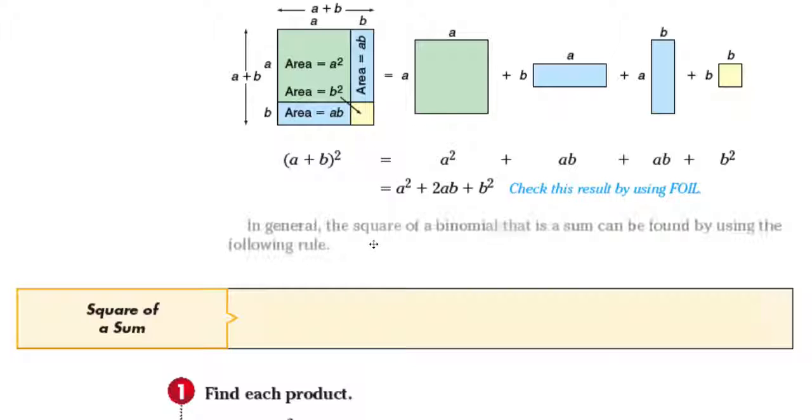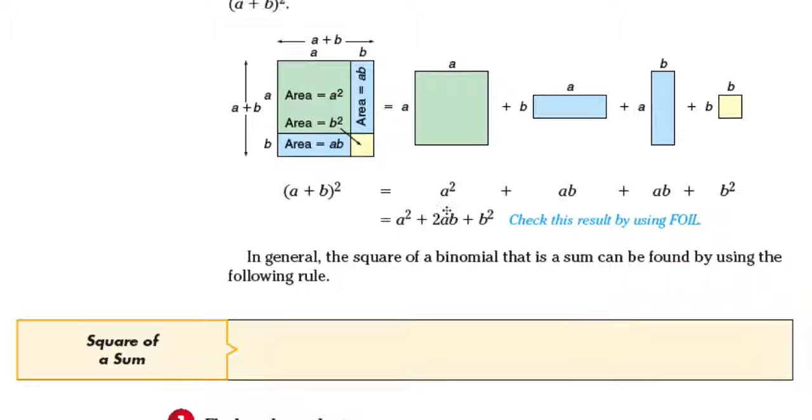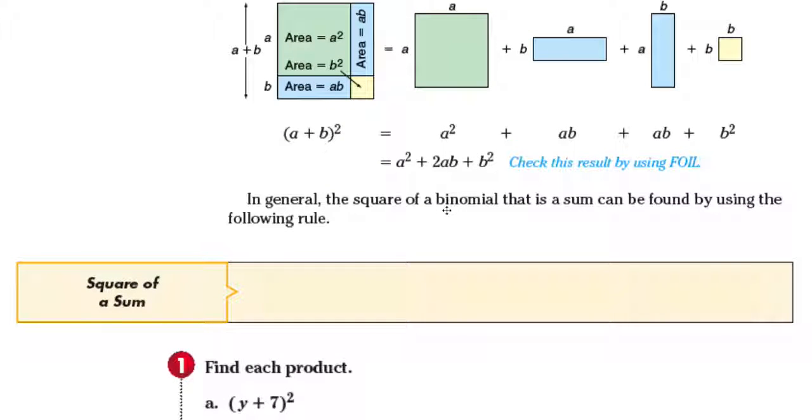So in general, what we're saying is that the square of a binomial, that is the sum, can be found by using the following rule. So basically what we have here is a pattern that we will use to create the square of a sum. So the square of a sum simply states that if you have a quantity (a + b) squared, it is equal to (a + b) times (a + b), or a squared plus 2ab plus b squared.